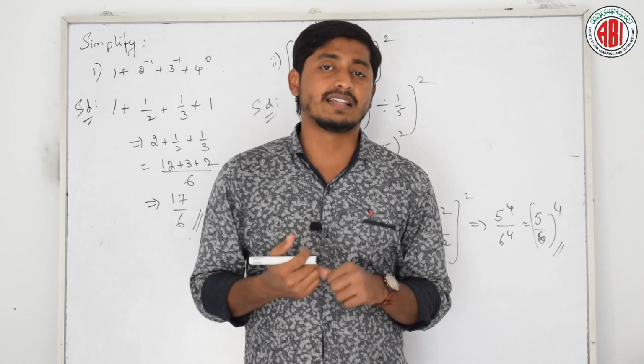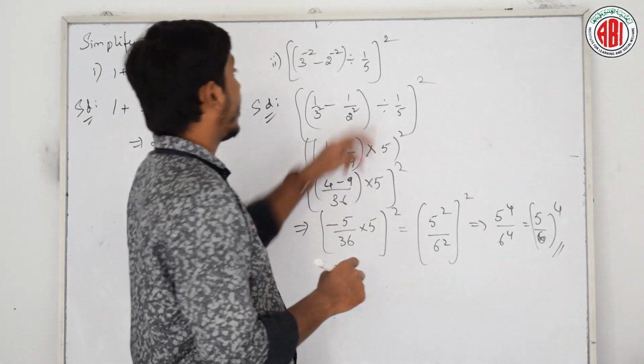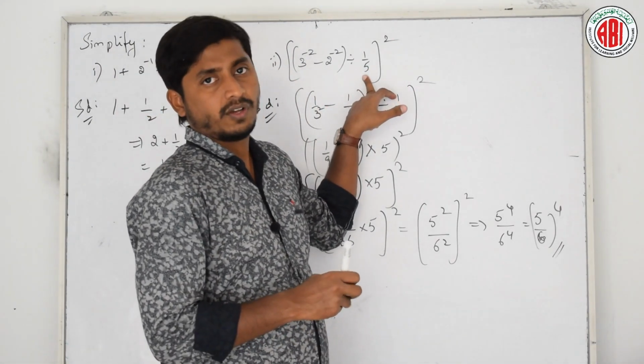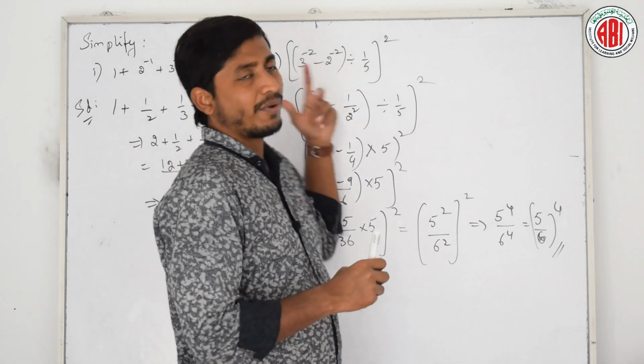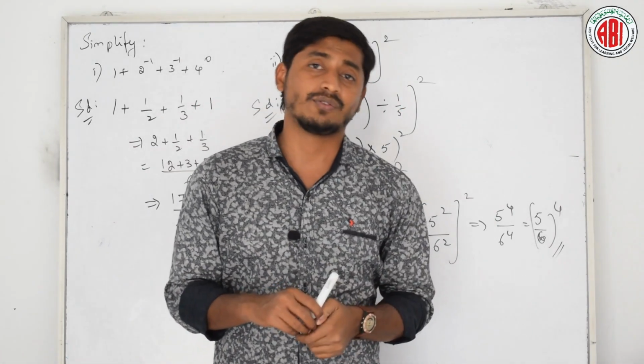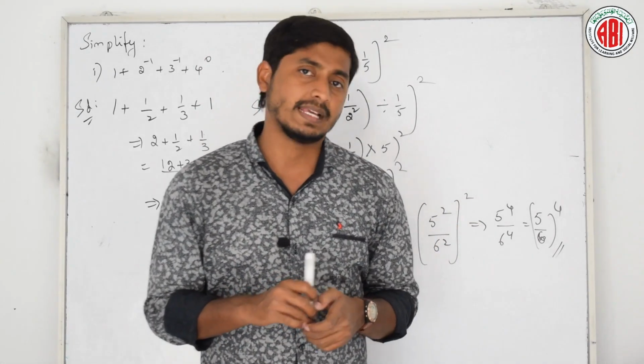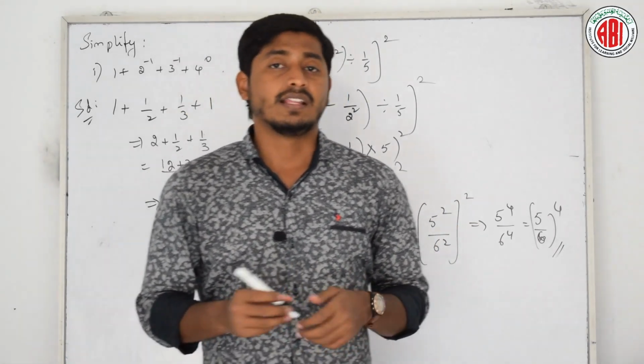Fine. In the next session, we will learn if any one of the power or any one of the base is missing. They will give some variable like m or a or something like that, and they will ask you to find and to simplify it more. Is it clear? Fine. This is for today.